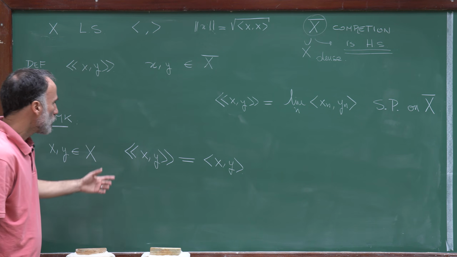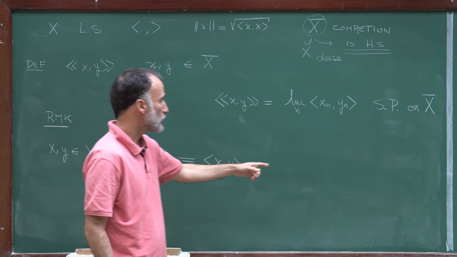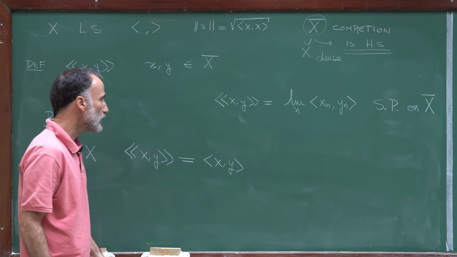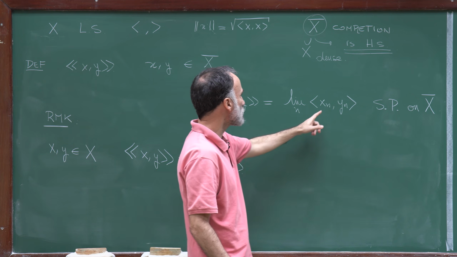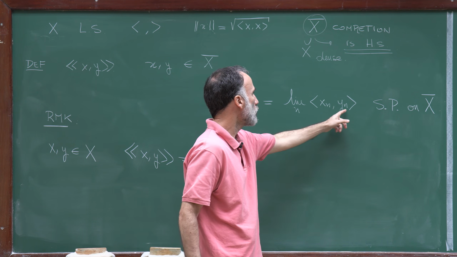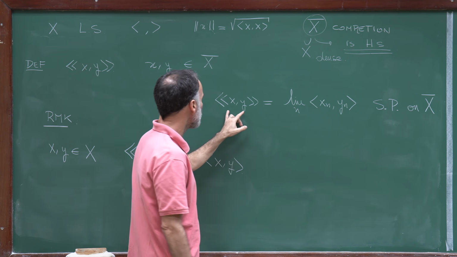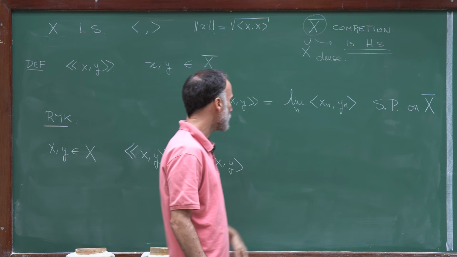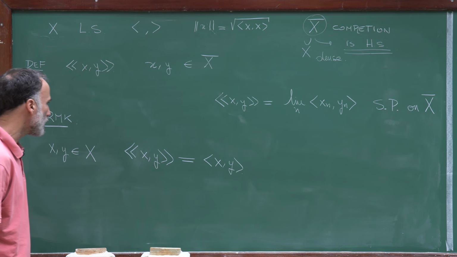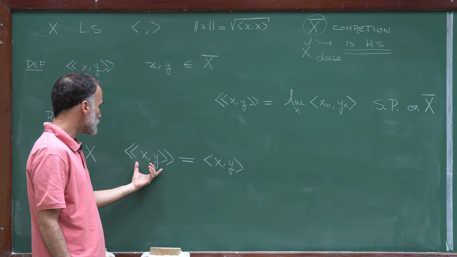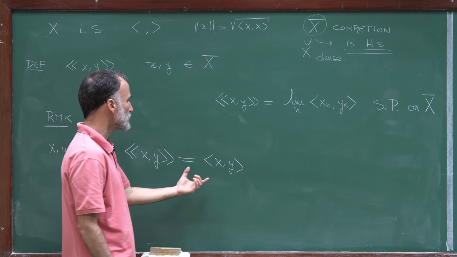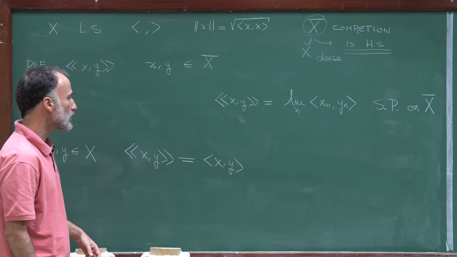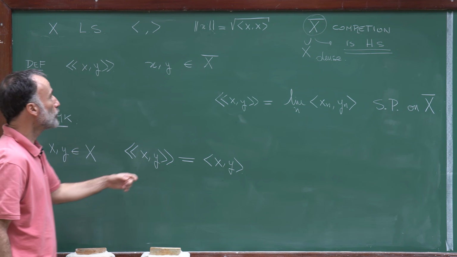And why is that? Well, because by definition you take sequences xn, yn converging to x and y, but you can just take the constant sequence xn equal to x, yn equal to y, and therefore you get that the scalar product of x, y is equal to the limit of this scalar product, which is constant equal to the scalar product of x and y. So when we constructed this new scalar product, this is just an extension of the original one. We are just extending this scalar product, which is defined on X, to X bar.